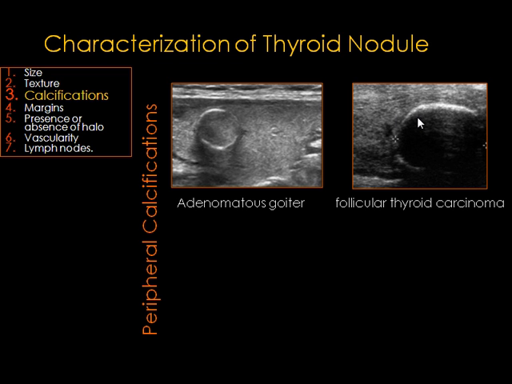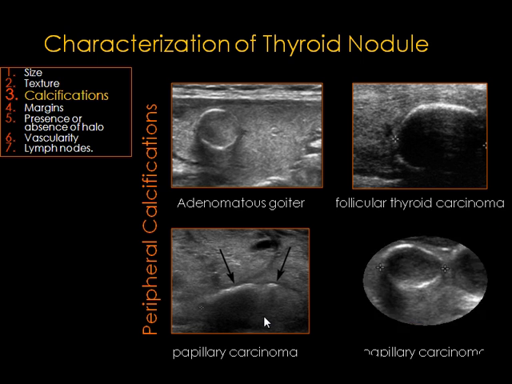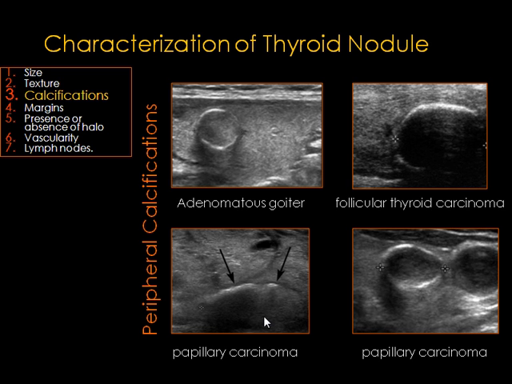Spherical hypoechoic solid mass with an area of interrupted eggshell calcification. This was diagnosed as follicular thyroid carcinoma. This is another example of papillary carcinoma. Here it is circumscribed, but like an arc, curvilinear and irregular. The nodule is a hypoechoic mass surrounded by a thin hypoechoic halo. The internal architecture of the nodule is not visible because of the marked posterior acoustic shadowing. On fine needle aspiration, it is diagnosed as papillary carcinoma.